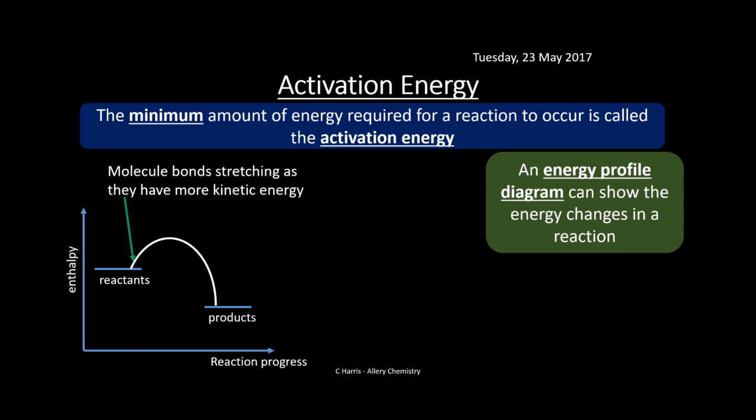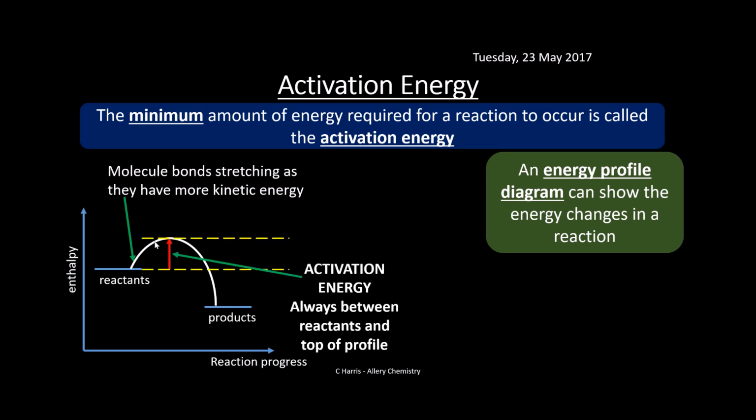You can see here we've got a diagram showing enthalpy and reaction progress. We've got reactants here and products here, and you see the reactants are higher in energy than our products. At this point in our energy profile, the molecule bonds are stretching as they have more kinetic energy. We must have given them a little bit of heat and they're starting to move a little bit more. This gap between the energy of the reactants and the top of the profile is called the activation energy. Remember, this is the minimum amount of energy required for a reaction to occur.